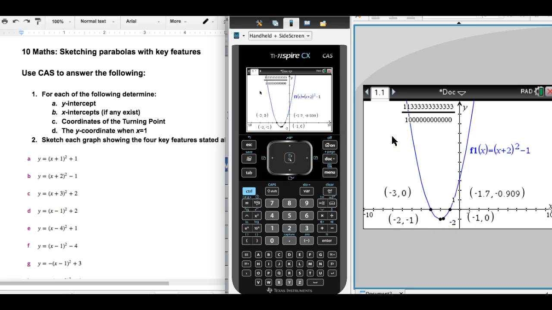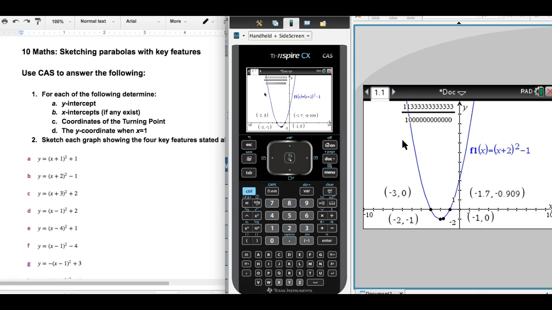So when you sketch this, you've got 4 points now. Oh, you've actually got 5. We've got 2 x-intercepts. We have this turning point. We have our y-intercept, and we also had the y coordinate when x equals 1, which was 8. So you can use those points to help you sketch your graph.